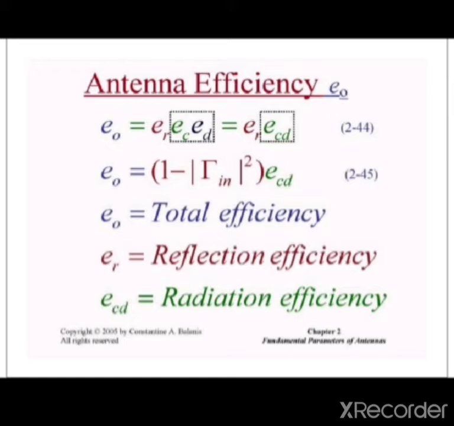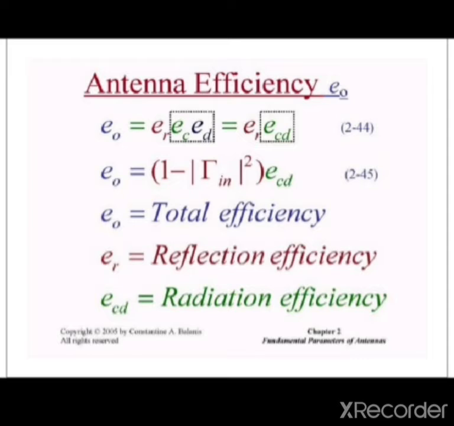Now we are coming to the antenna efficiency, which is indicated by E naught. E naught is equivalent to ER into EC into ED. What is ER? Reflections. Due to the reflections, ER. EC is due to the conduction current, and ED due to the dielectric current, or whatever displacement current you say. Whatever I told, the same thing is there, but here they take E naught and ECD, or what I told, the transmit and receiving powers.